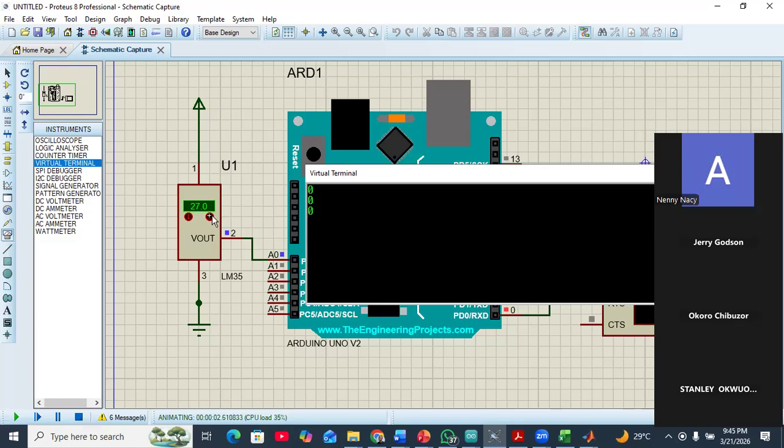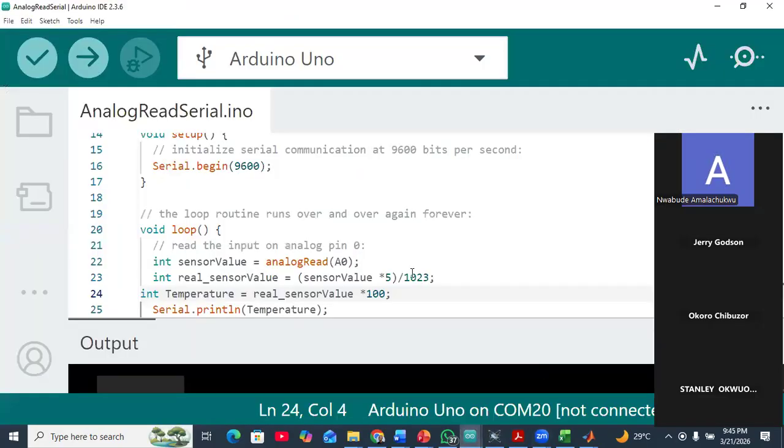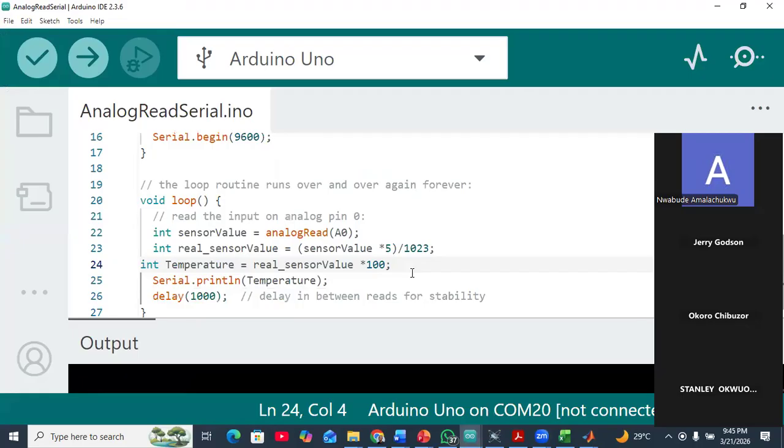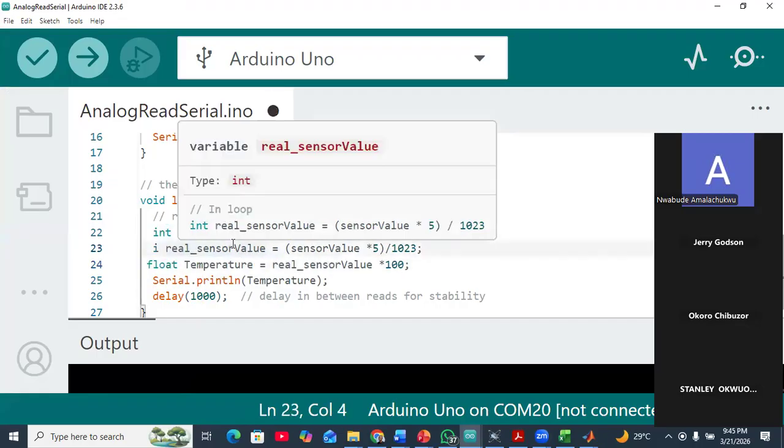I'm not getting the expected result. What did I do? Integer, temperature integer. It's like there's a problem there. So we revert to what was there. There's a problem in the division when you change everything to integer.